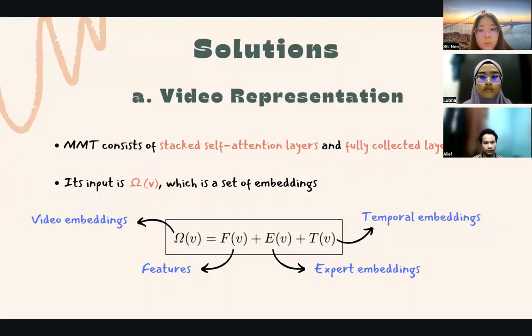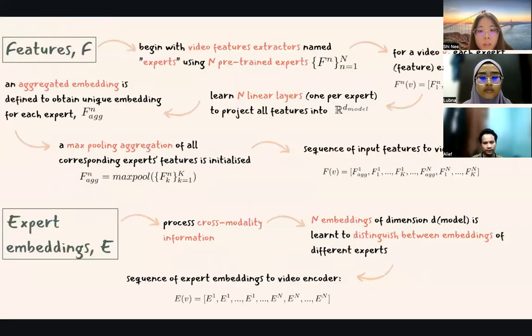The first part is video representation. Self-attention layers allow the model to weight the importance of the words, while fully connected layers will further process the output of the stacked self-attention layer. The input is as shown. There are 4 elements in video embeddings. The first one is features. First, we will extract video features using experts. For video V, each expert, which is a feature extractor, extracts a sequence. Then all features will be projected into R to the power of d model. Aggregated embedding defines unit embeddings of each expert, and finally, the sequence of input features is defined.